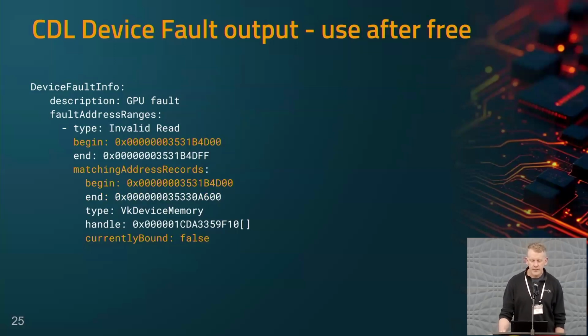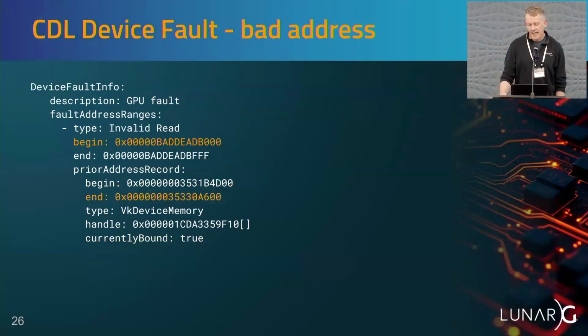Use after free: here we have a fault where the beginning of the fault region lines up with the beginning of a device memory region that got freed. So it's no longer valid, it's no longer mapped on the GPU, so probably you freed this memory too soon. And then if you have a bad address, here we have DEADBEEF, which is obviously not a real address, and there's not a matching record. So this is a case where you probably forgot to program a pointer into some data structure, and the GPU tried to read garbage.